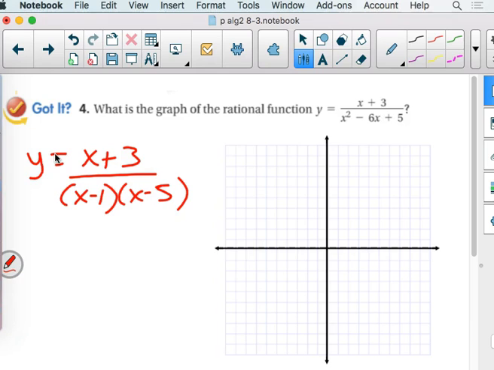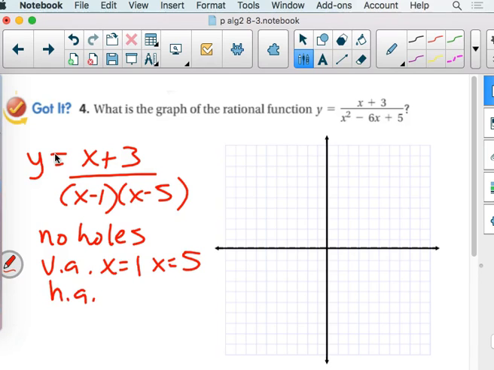Does it have any holes? No? How do you know? Nothing cancels. Does it have any vertical asymptotes? Where are they? 1 and 5. Does it have horizontal asymptotes? And if so, where? Y equals 0. Degree of the top is less than the degree of the bottom.